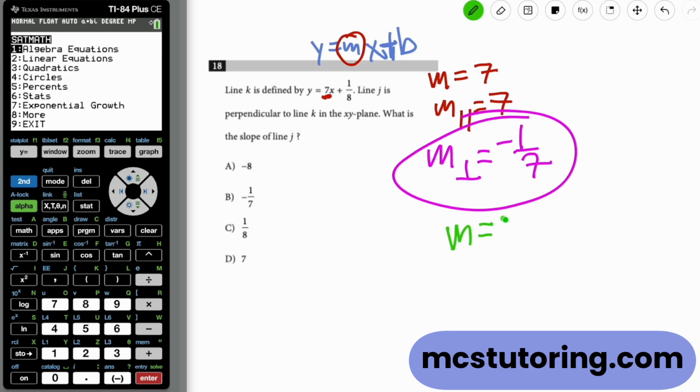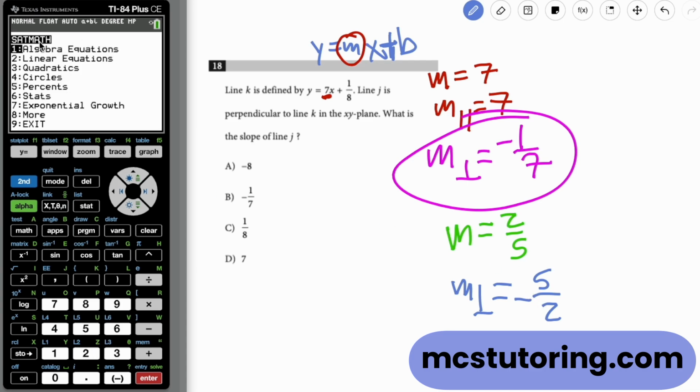If I had m equals like say 2/5, I want to show you because they love throwing fractions around. The m perpendicular, we flip it over and change the sign. So if it starts positive, it'll end negative. If it started negative, it'll end positive. So I just want to show you the green to the blue. So we'll go to linear.